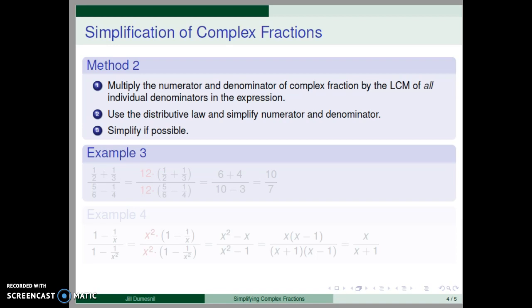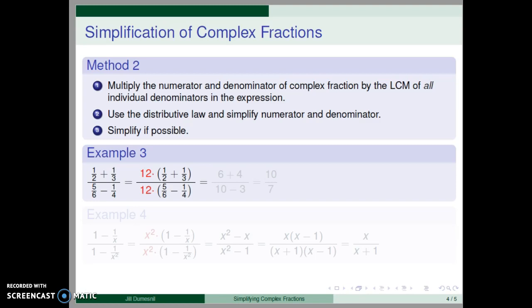Let's start by revisiting a previous example. We have a complex fraction with numerator 1/2 plus 1/3 and denominator 5/6 minus 1/4. The least common multiple of 2, 3, 6, and 4 is 12. So we multiply the whole complex fraction by 12 over 12.